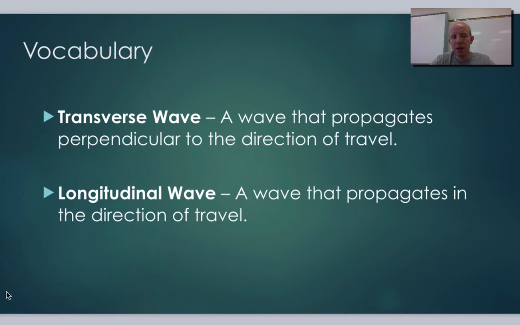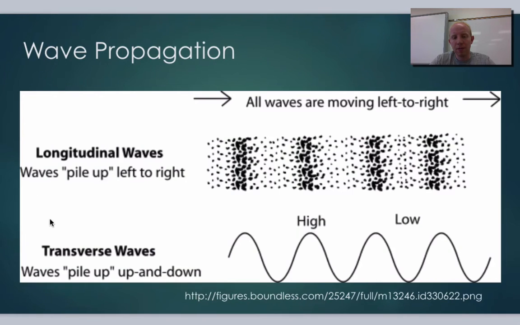Here's an illustration of the wave propagation. For longitudinal waves, you can think of them piling up or compressing. Air particles are a great way of thinking about this. They just hit into each other. They compress, decompress, compress, decompress, kind of like an accordion as they move along. And then transverse waves just move up and down as they move. They just oscillate as they move in that direction.